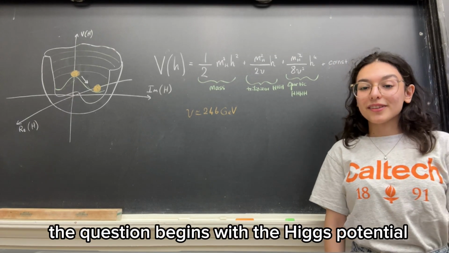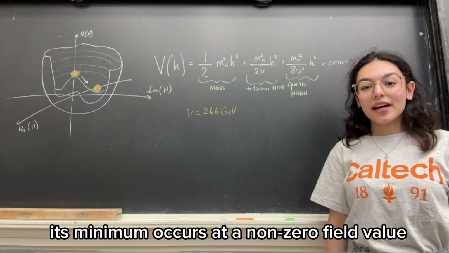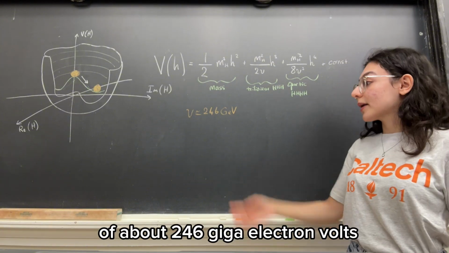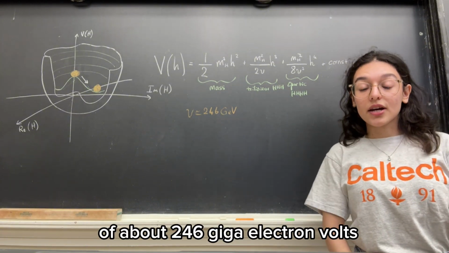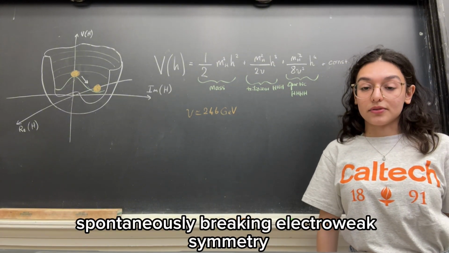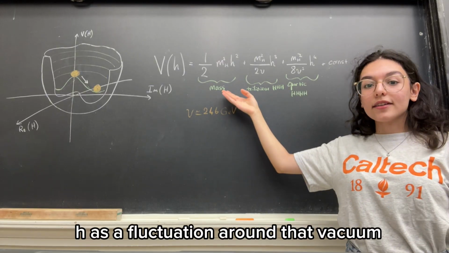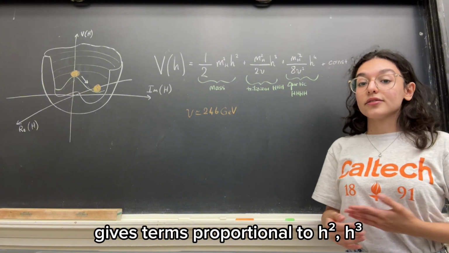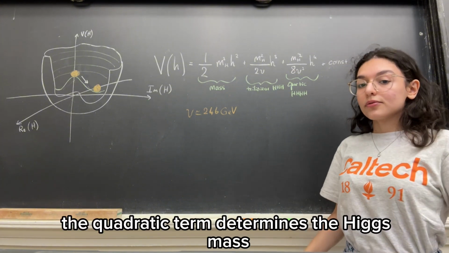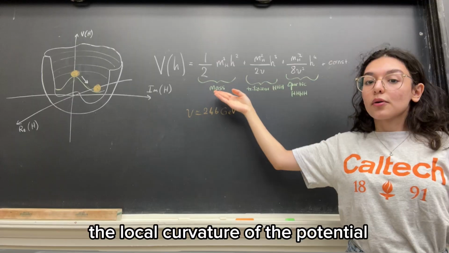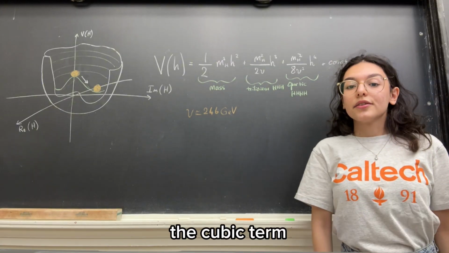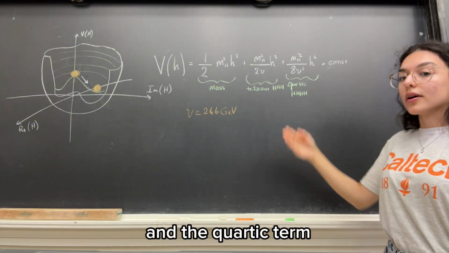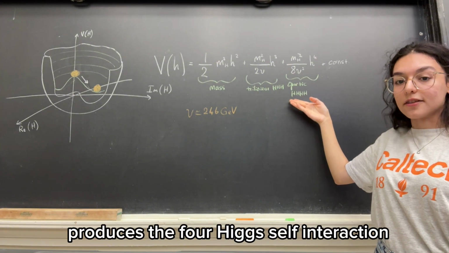The question begins with the Higgs potential. Its minimum occurs at a non-zero field value, so the Higgs field acquires a vacuum expectation value of about 246 gigaelectronvolts, spontaneously breaking electroweak symmetry. Writing the physical field h as a fluctuation around that vacuum gives terms proportional to h squared, h to the 3, and h to the 4. The quadratic term determines the Higgs mass, the local curvature of the potential. The cubic term produces the trilinear Higgs self-interaction, and the quartic term produces the 4 Higgs self-interaction.